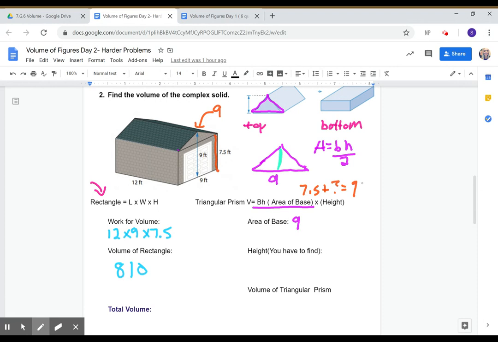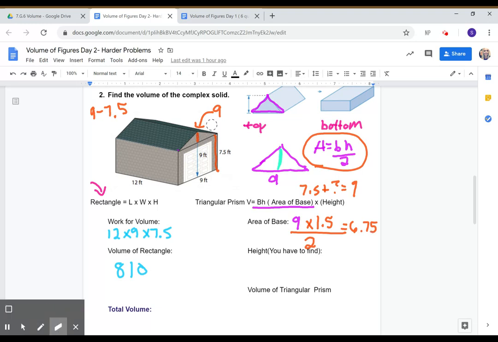Right? So all I had to do is subtract that. 9 minus 7.5 would give me my missing piece. So 9 minus 7.5 gives me a height of 1.5. Now, it's still an area of a triangle that I'm trying to find, right? Base times height divided by 2, so I still want to divide that by 2. 9 times 1.5 divided by 2 gives me 6.75.